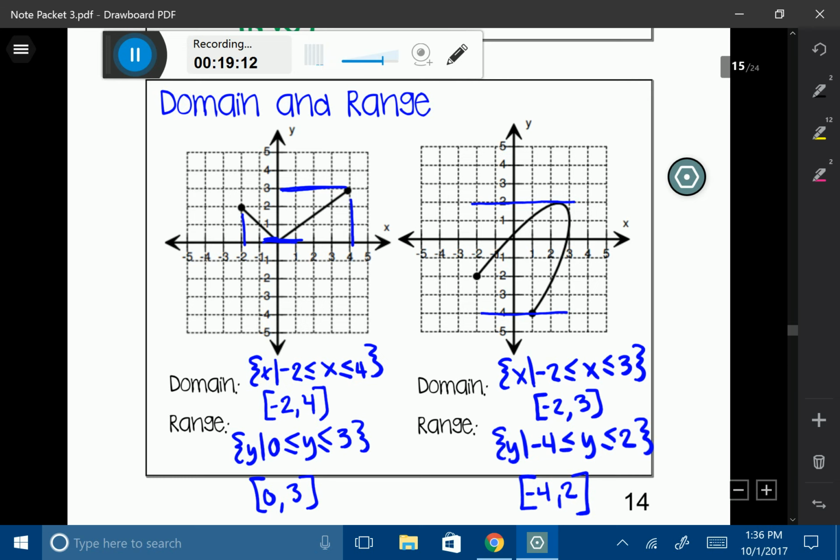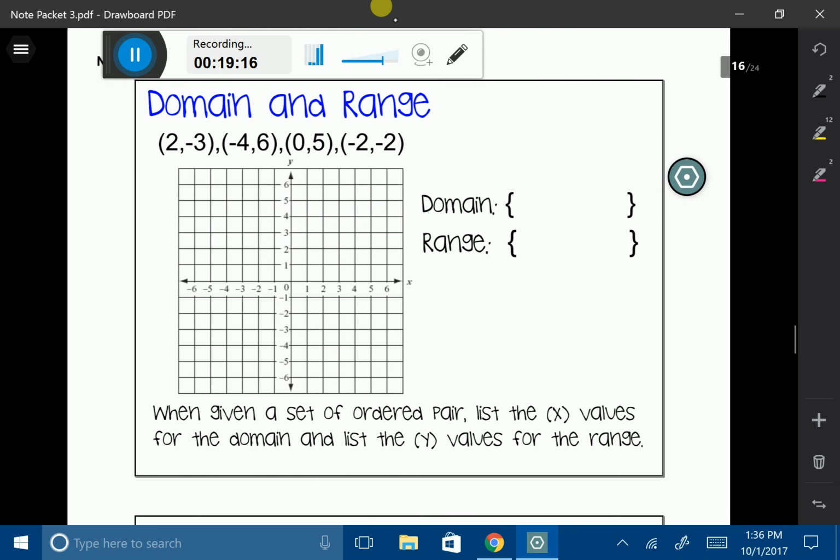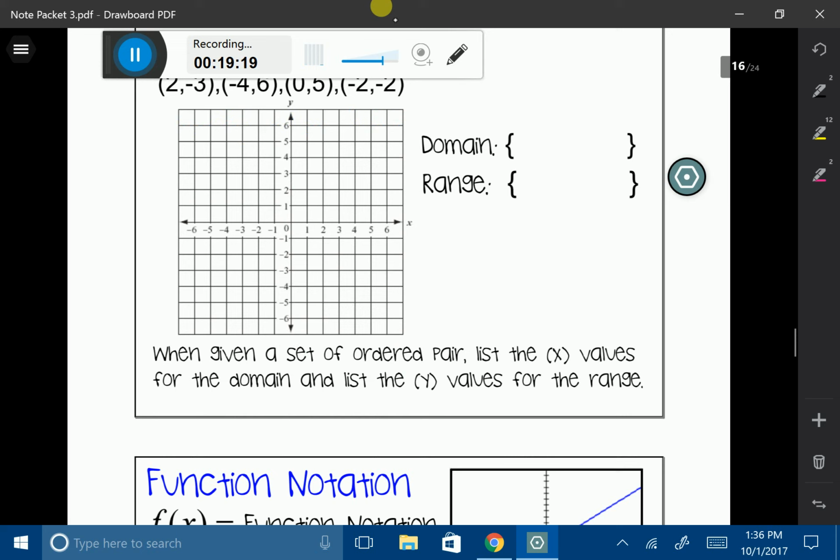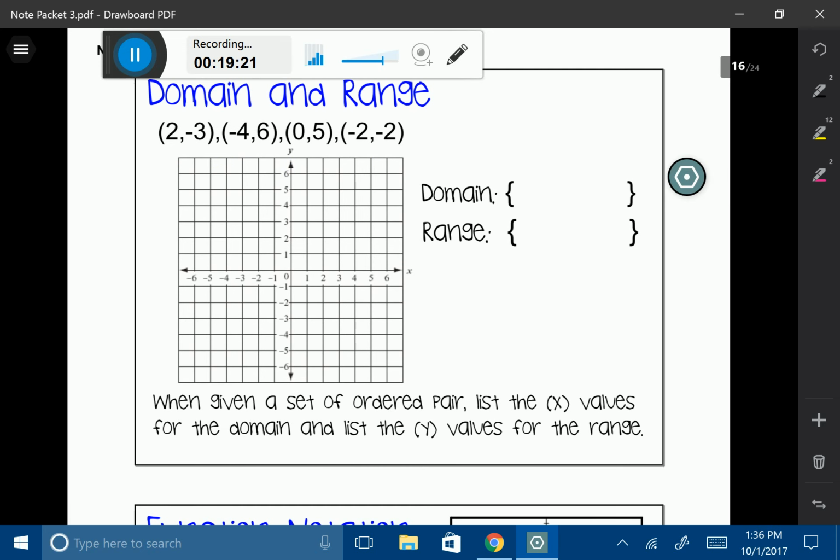All right, now that we've looked at coordinate planes and graphs, let's go ahead and look at just coordinates. So I have these xy coordinates. I have 4 of them, and I'm just going to go ahead and quickly plot them. So I have 2, -3. I have -4 and 6. I have 0 and 5, and I have -2 and -2. So this right here, I've just graphed my points.